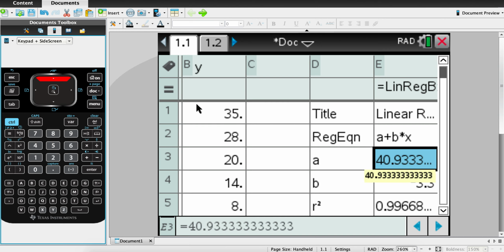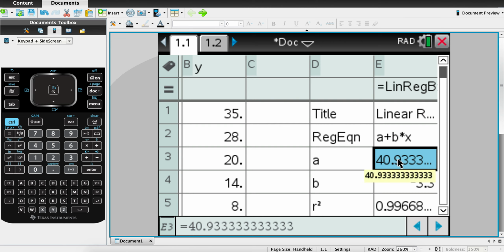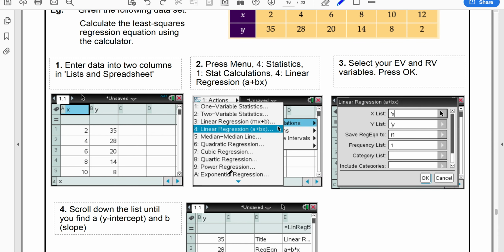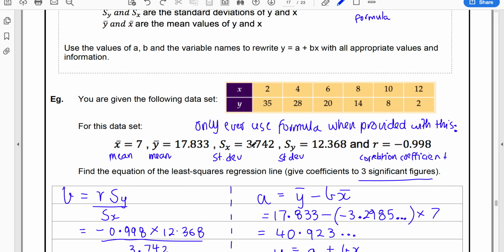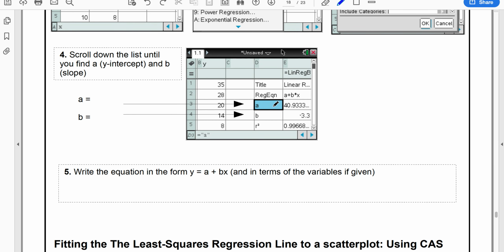Now, some of you might be looking at that A value and thinking that's actually slightly different to what we got before. A was here 40.9230 and so on, whereas this one was 40.93 recurring. The reason there's a slight difference is because when we did it with the formula, these values here were rounded off. Because we weren't using the exact values, we got slight differences when you go to your third, fourth decimal point. However, when rounded, we'll see it is exactly the same.